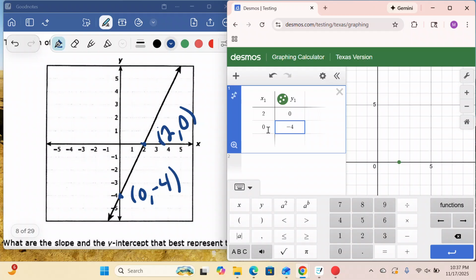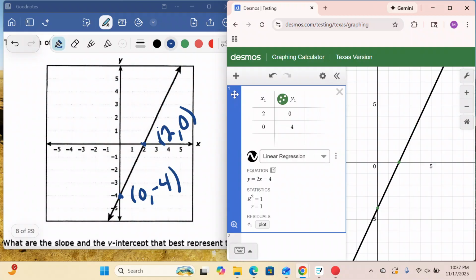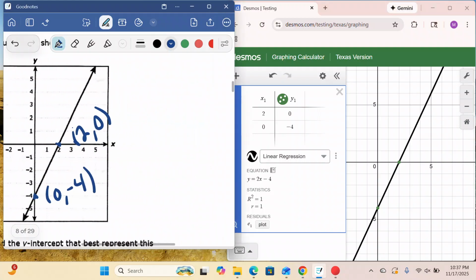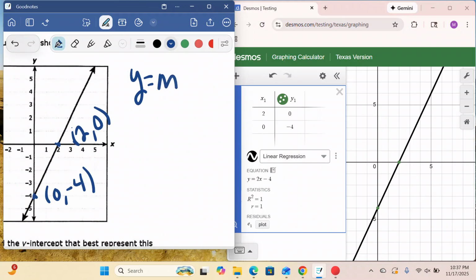So I want to make sure I have my correct ordered pairs, (0, -4) and (2, 0). I'm going to add regression, and I'm going to get my line. I have my x-intercept, I have my y-intercept. If you look at the equation, it pops out the y equals mx plus b already. And remember that y equals mx plus b, where the m is your slope and the b is the y-intercept. So I'm going to rewrite it as 2x minus 4.